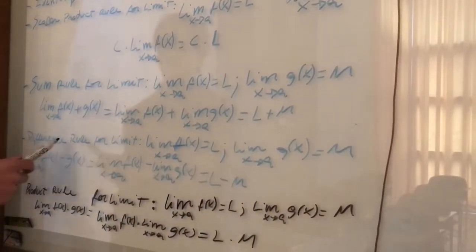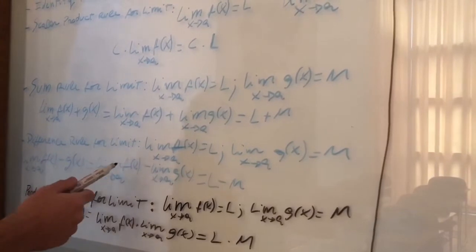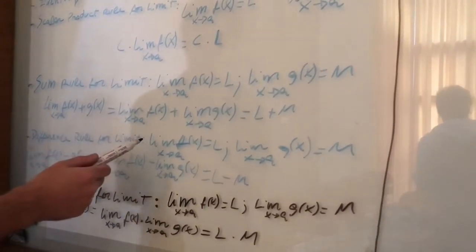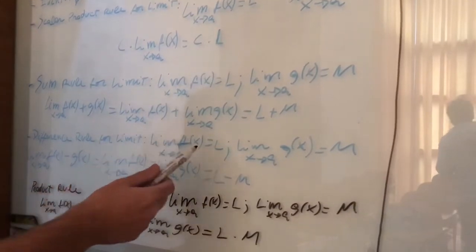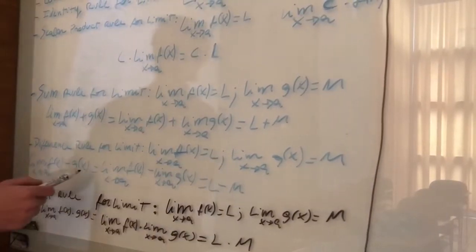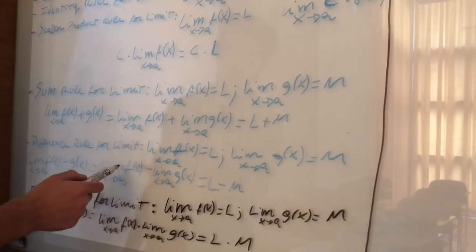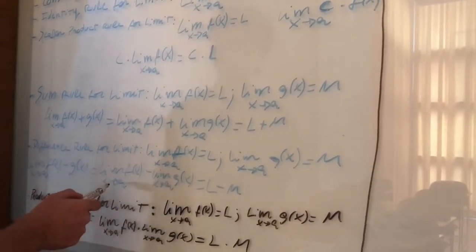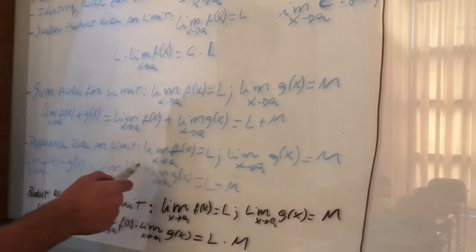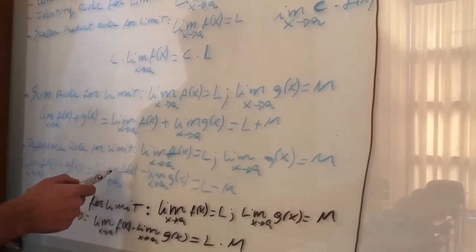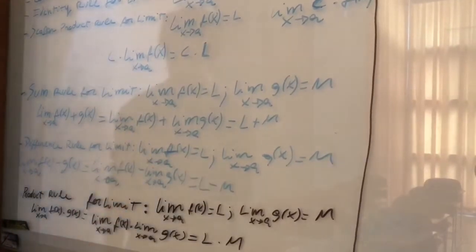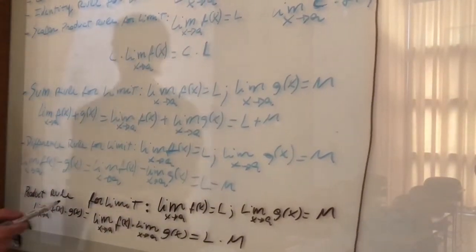The difference rule for a limit. Basically we are going to repeat the same thing as for the sum rule, but with the minus. When x approaches a, we can rewrite it as the limit of f(x) minus the limit of g(x) as x approaches a. And now we can substitute the values of the limits of f(x) and g(x) to get L minus m.